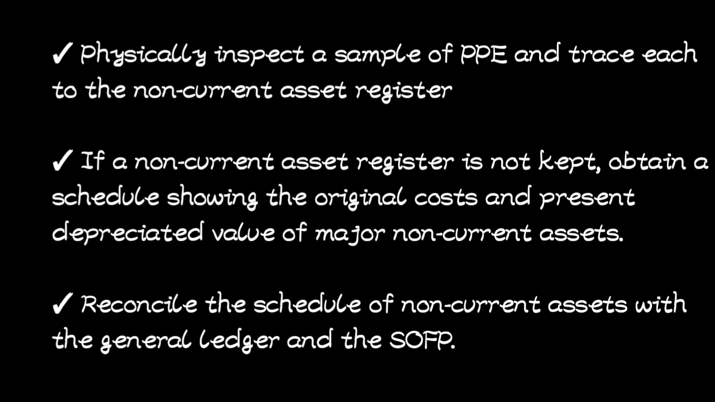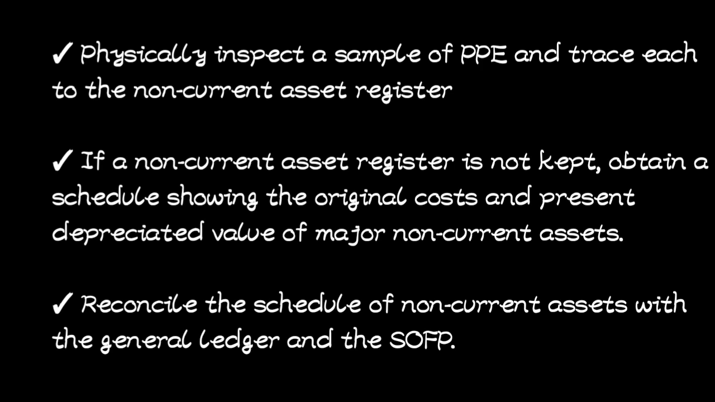Then another substantive procedure is if a non-current asset register is not kept, then you'll have to obtain the non-current asset schedule that shows the original cost, the depreciation, and then the net book value. Then lastly is reconcile the schedule of non-current assets with the general ledger and then the statement of financial position to see if they are matching.